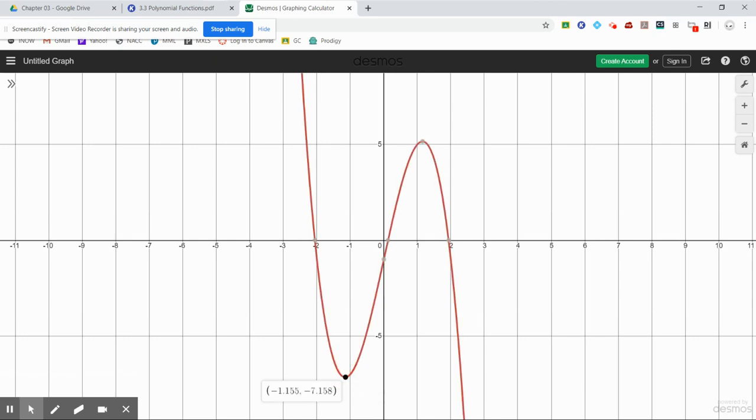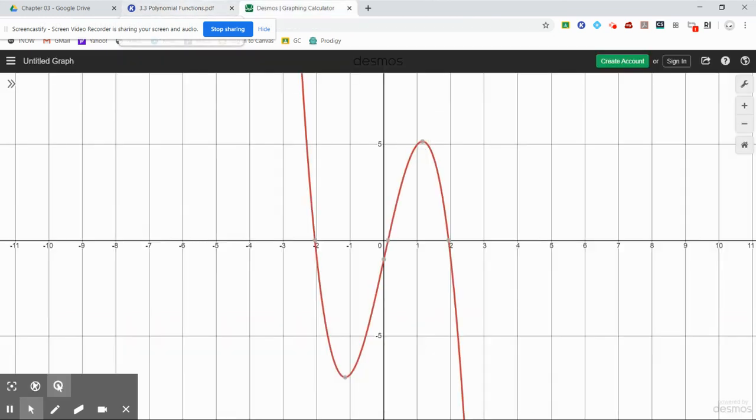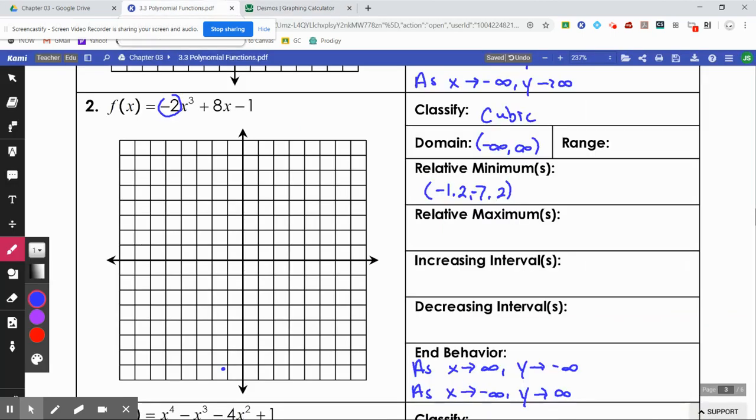We can go ahead and do our relative minimum here. It's going to be located at -1.2, -7.2. And I went ahead and wrote it down, -1.2, -7.2. That's a relative minimum, and I put a dot on my graph to represent it. We did have a relative maximum here at 1.2, 5.2. So let's go ahead and write that down. And I went ahead and put a dot on my graph there. So there's your minimum and maximum.